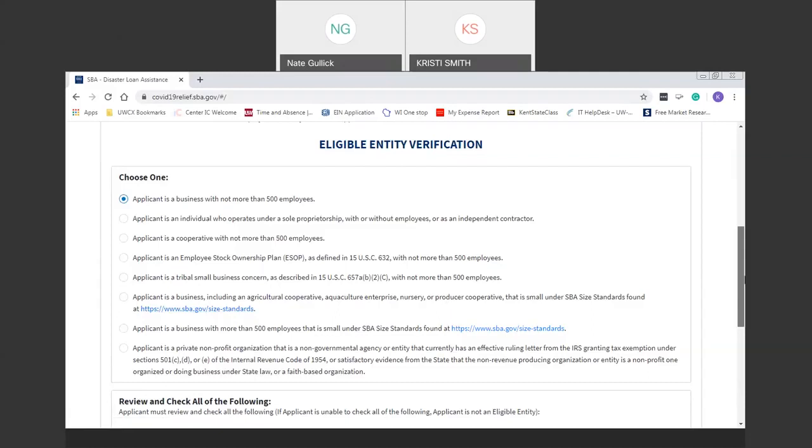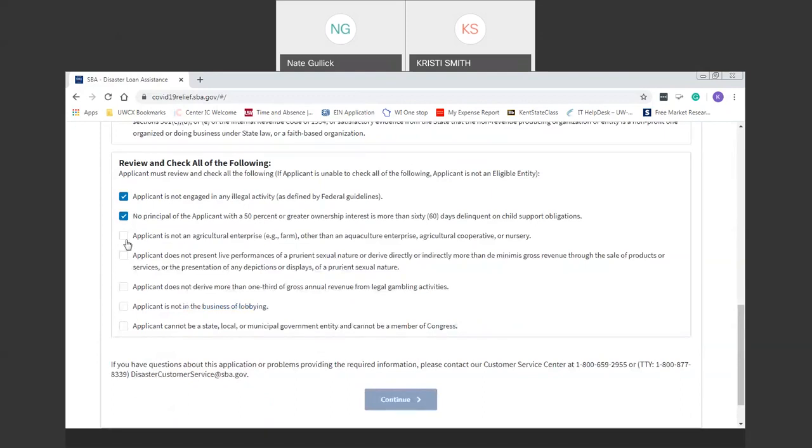Down here, we need to review and check all the following. You're basically verifying here that you haven't done anything illegal and you're not doing anything illegal now, that none of the owners of this business is delinquent on their child support obligations. They certainly may have child support obligations, just as long as they're not delinquent on those payments. This application and this disaster loan program is not relevant for agricultural enterprises, also known as farms or ranches. So if you are a farm or ranch, you need to stop at this point because I'm afraid this application is not appropriate. For everyone else, go ahead and click that box.